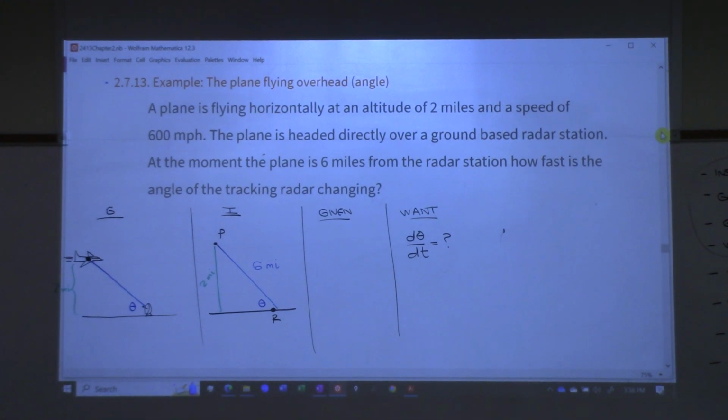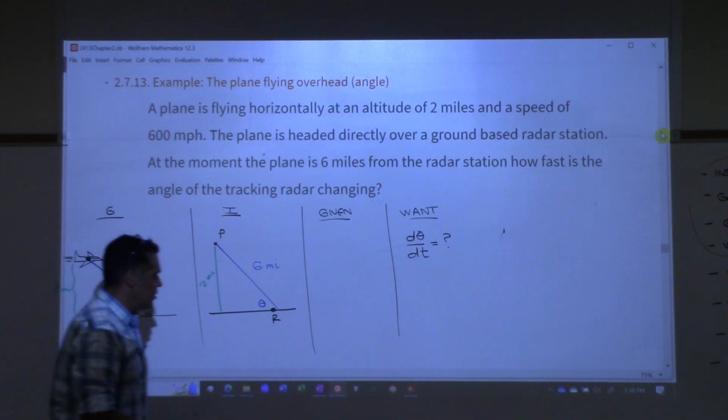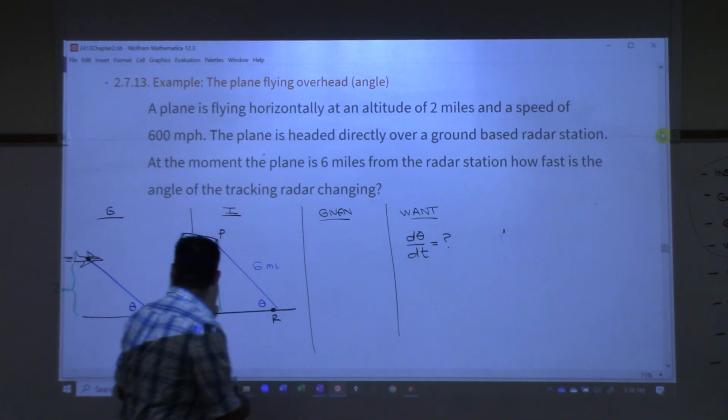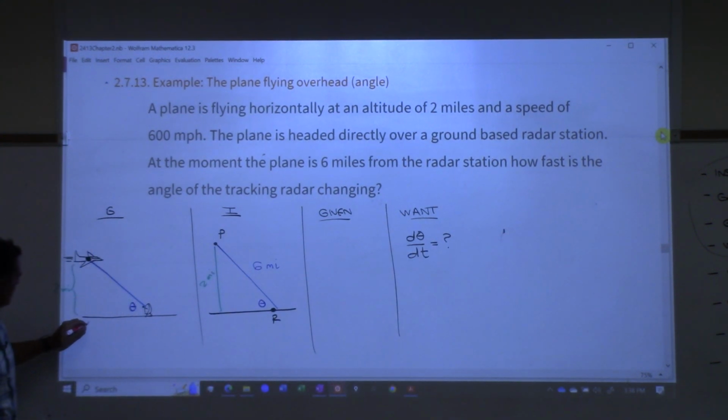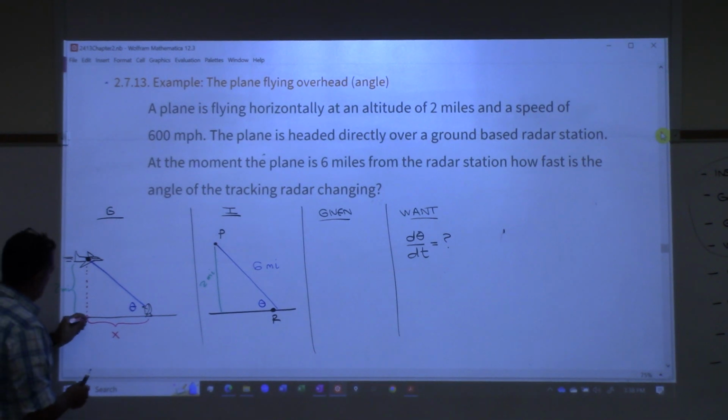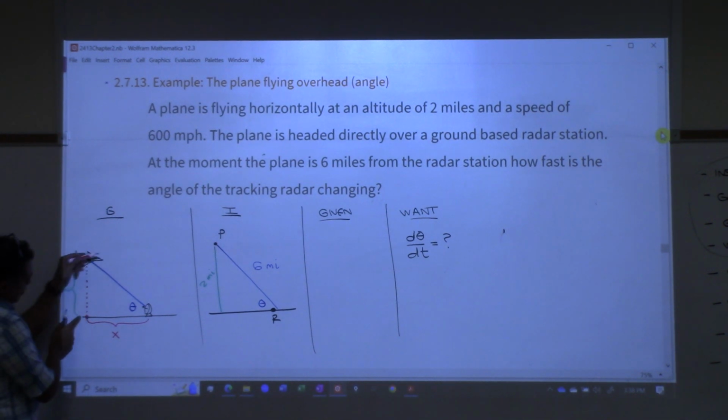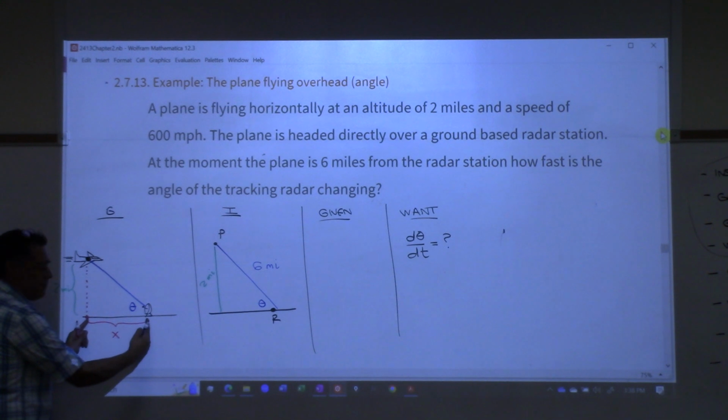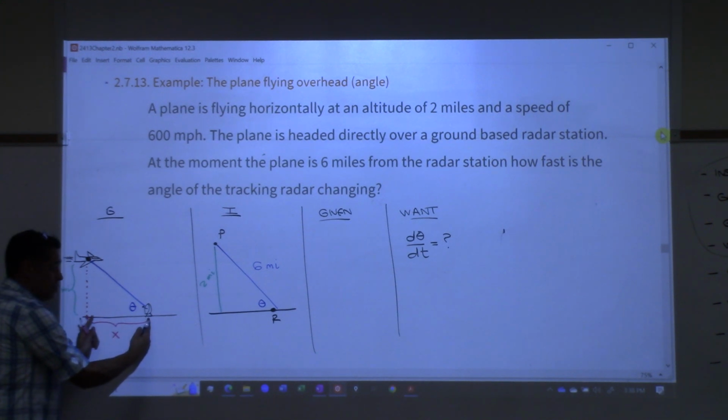So this is a critical step in the problem. What I'm going to do is label this side from here to here. I'm going to call that X. Or P, I could have done P for plane. And imagine projecting straight down from that plane down to the ground. Do you agree that as the plane moves, this point moves? Yes? And if this moves, X is doing what? It's shrinking, right? It's getting smaller, but it's moving, right?